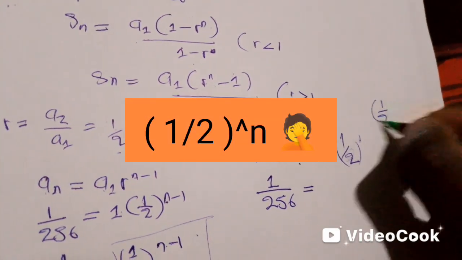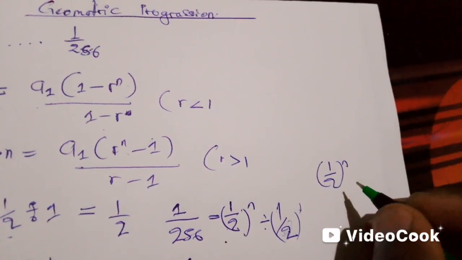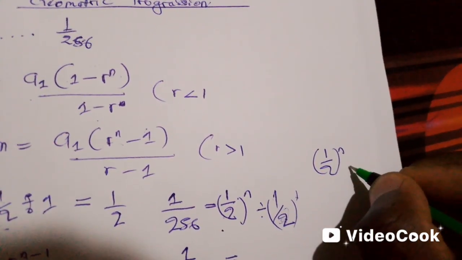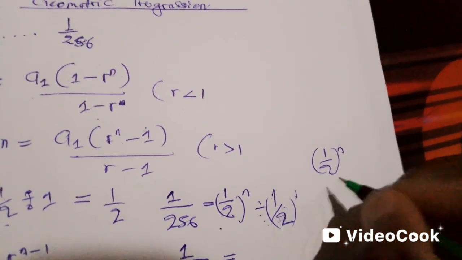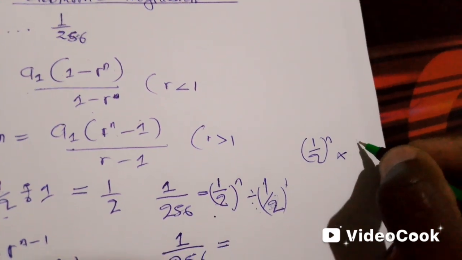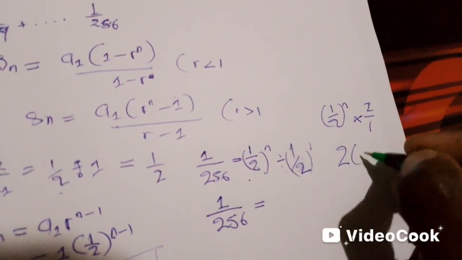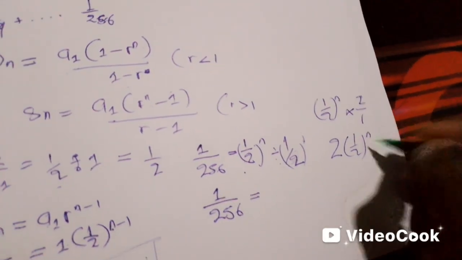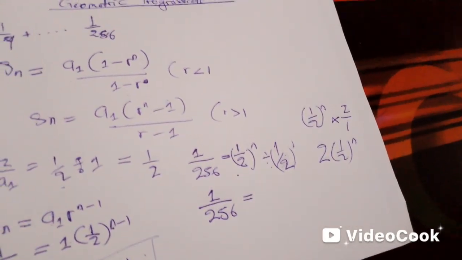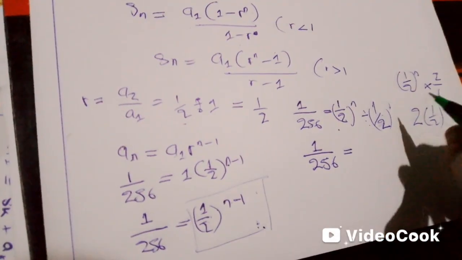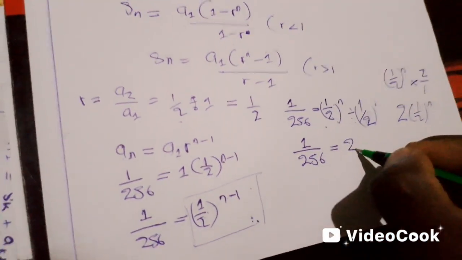1 over 2 to the power half. So since it was divided by, I will say times reciprocation, it's going to be 2 over 1. Where we're going to say 2 is going to be 2 and then 1 over 2 to the n. Yeah, so let me replace that one now. We have a half to the power n.